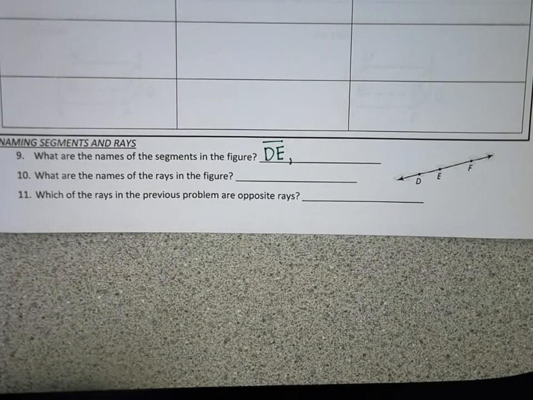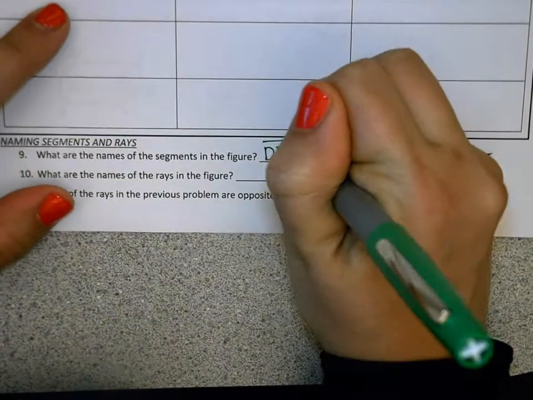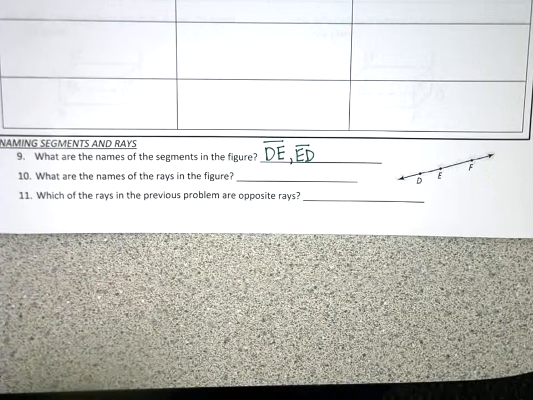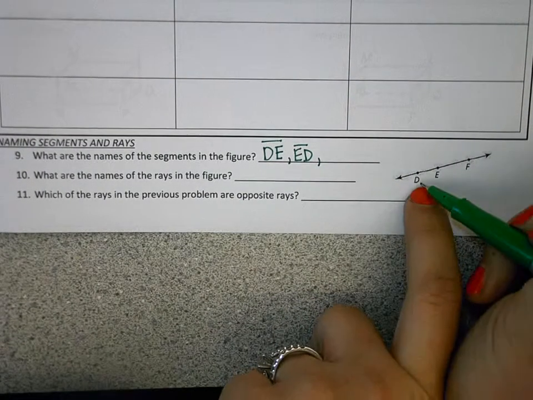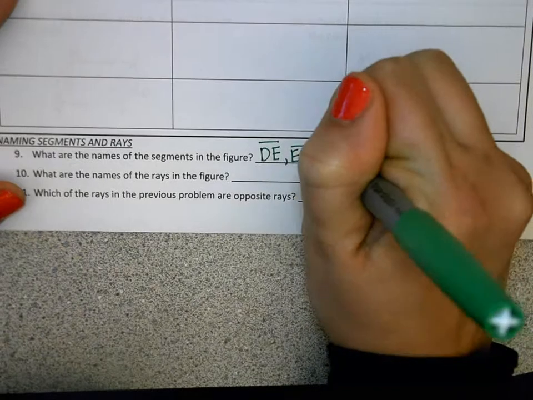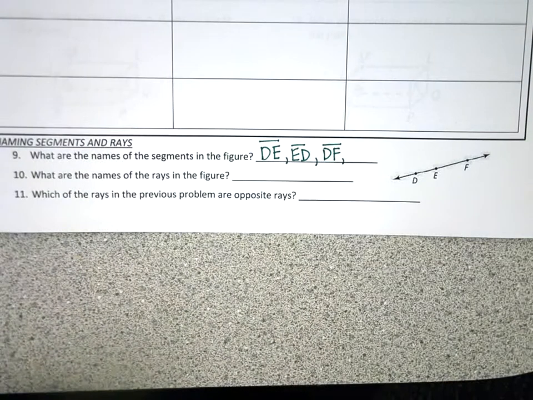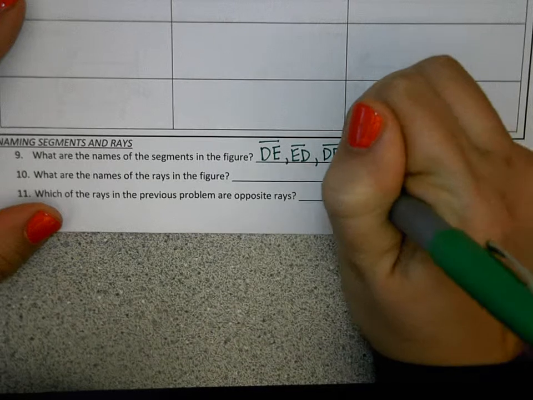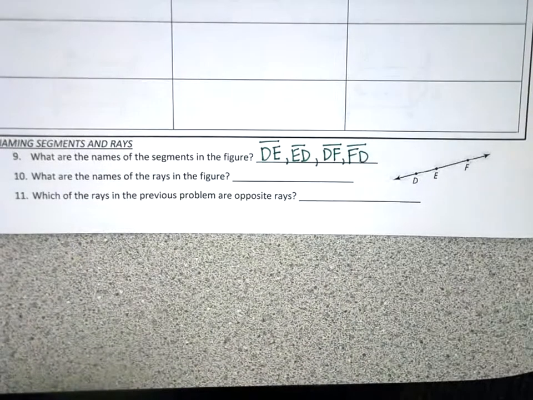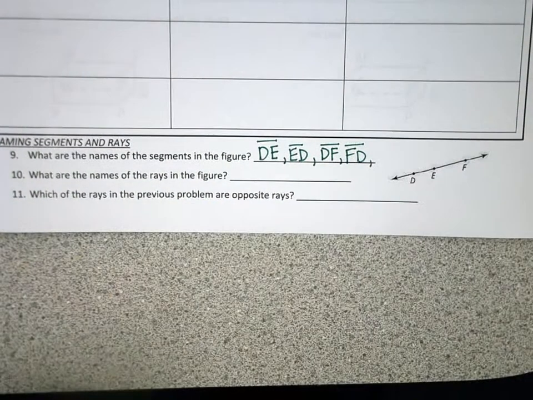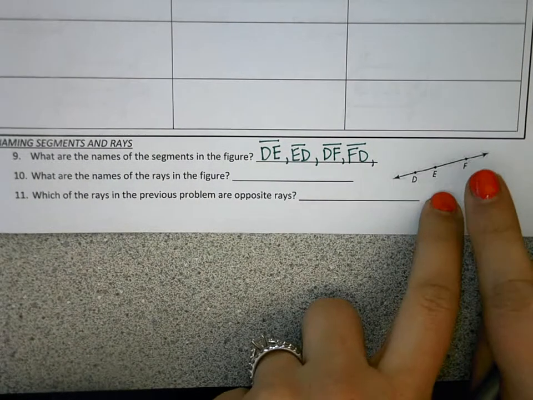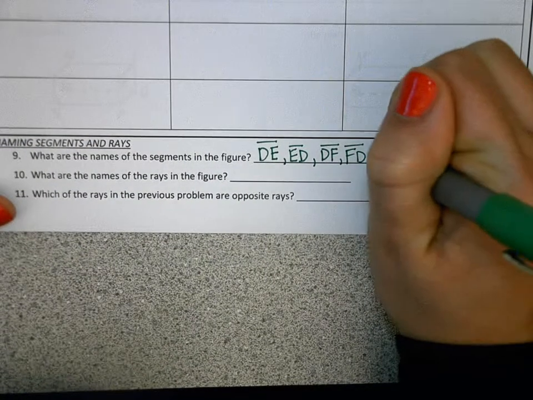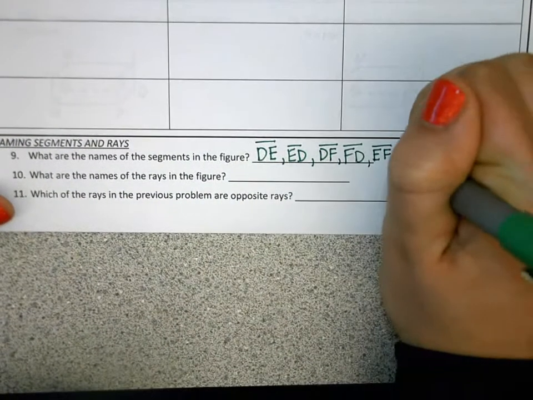Can we flip-flop those two? Yeah, so there's also segment ED. Same segment. Another one that I see is DF, so we can do segment DF. And we can flip that and call it segment FD if we want. They're the same segment. And then what's the other one that we're missing? EF. So we also have segment EF, and we can flip that and call it segment FE. I think that's all of them.